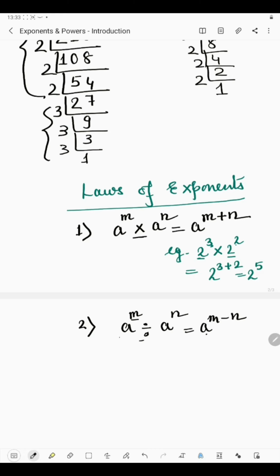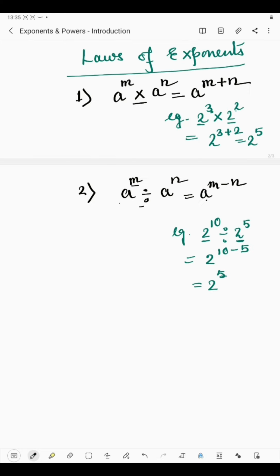So let's take an example. Say 2 to the power 10 divided by 2 to the power 5. Okay, so here base is same, which is 2. And in between divide sign is there, so power will be subtracted. So it will be 10 minus 5. So we'll write the base and then powers will be subtracted. So 10 minus 5 is 5.